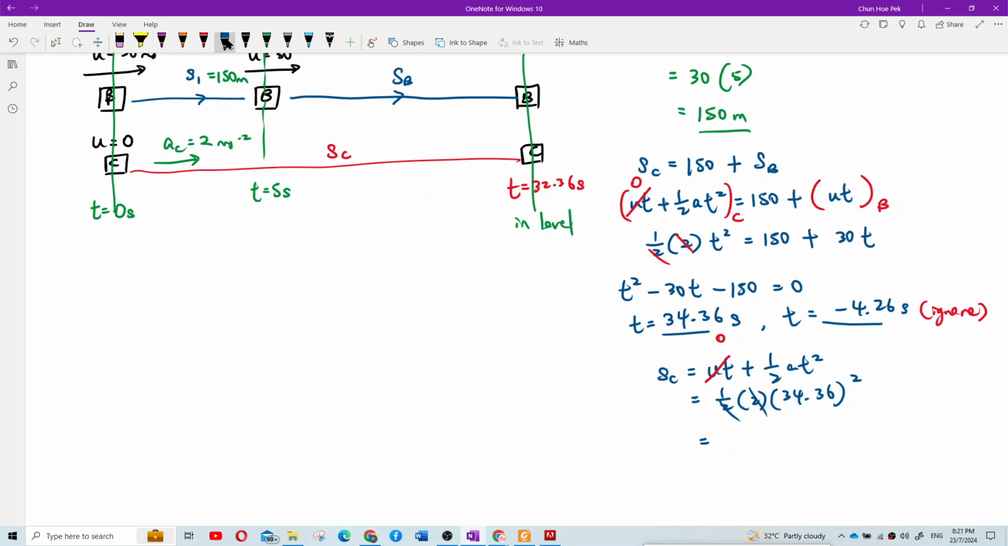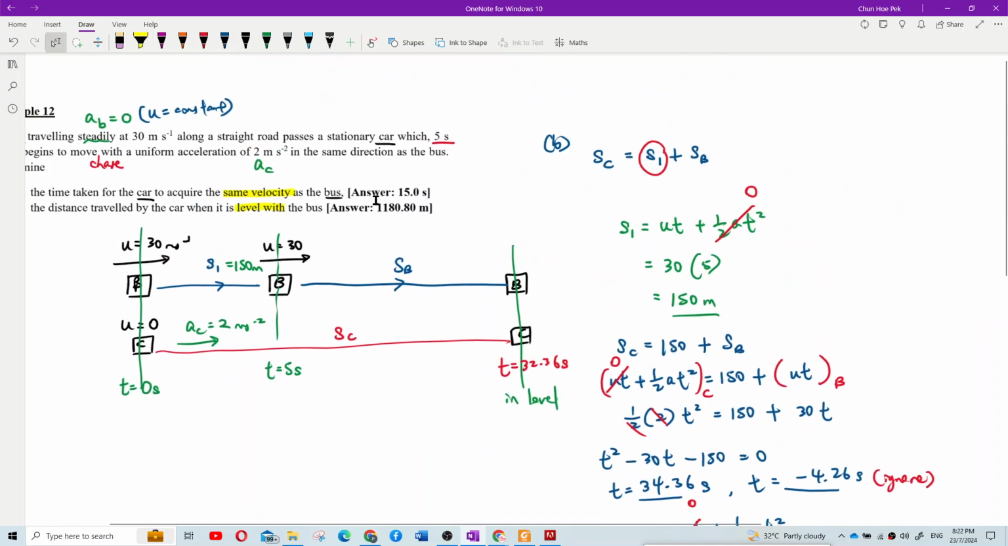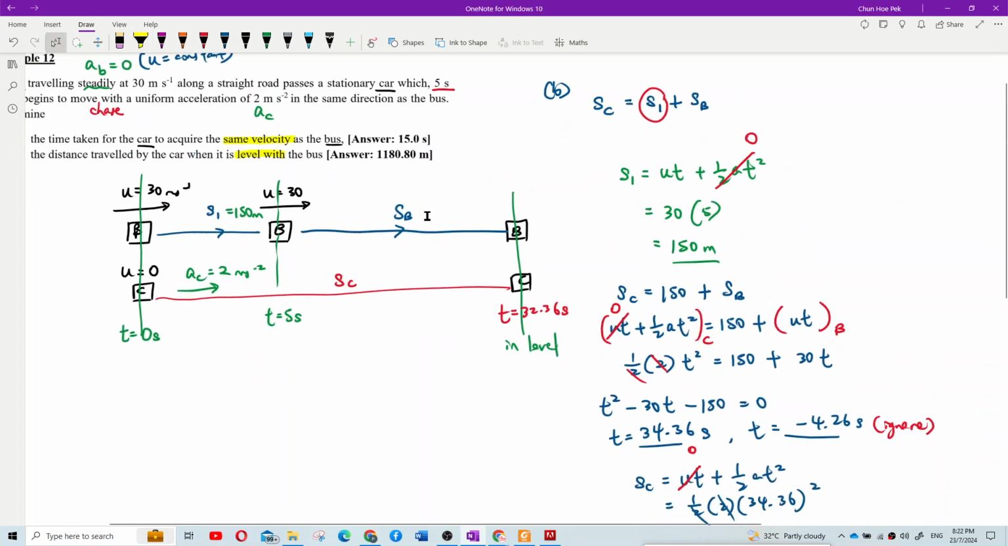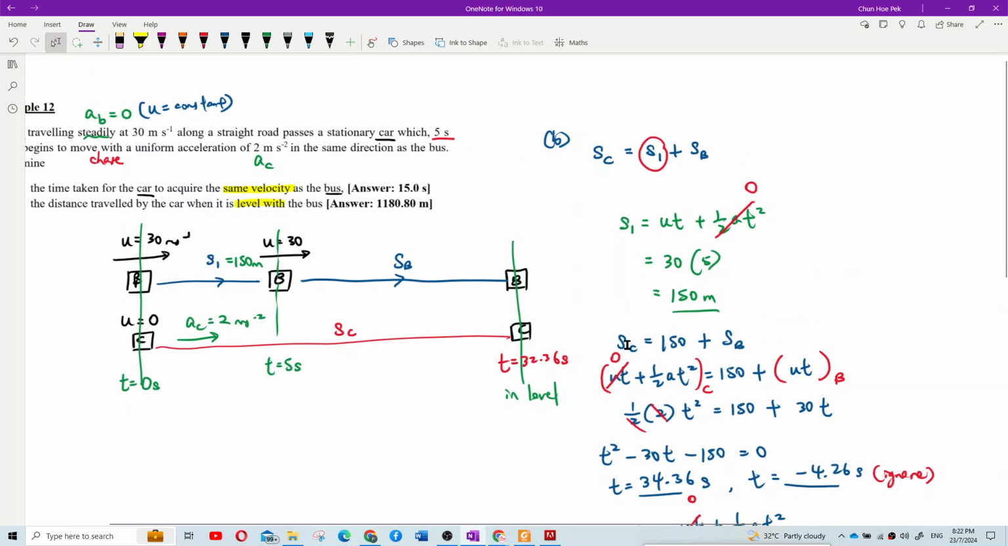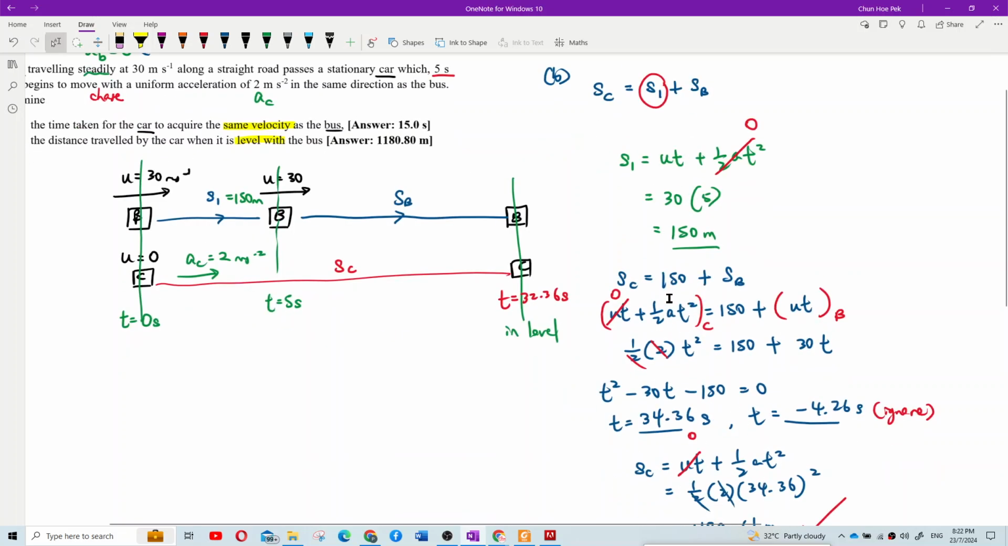34.36 square. So yeah, I got 1180. Okay, 1180 point berapa ni ya? 0.61 meter. Okay, is that correct, class? Yeah, see, 1180.80. Yeah, almost there lah. Okay. So itulah cara dia, kelas. Faham tak?